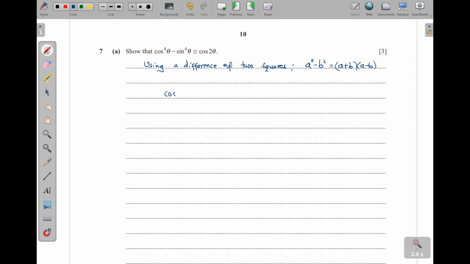cos⁴θ minus sin⁴θ is the same as saying (cos²θ)² minus (sin²θ)². Now I can add them: our a is this one, our b is that one, the sine squared. So (cos²θ plus sin²θ) times (cos²θ minus sin²θ).